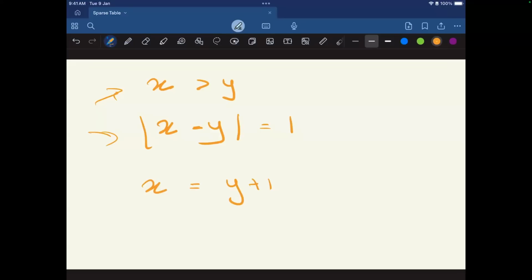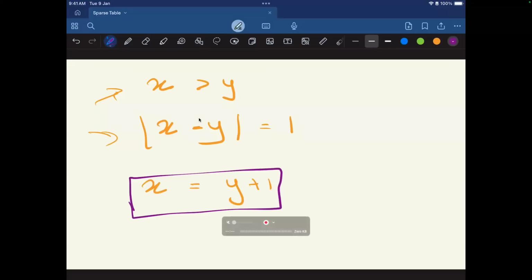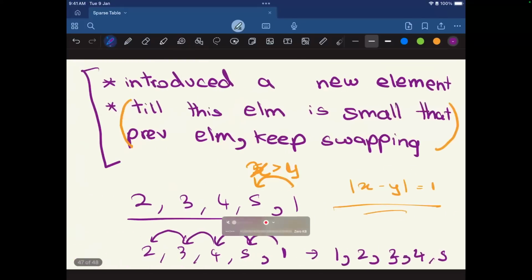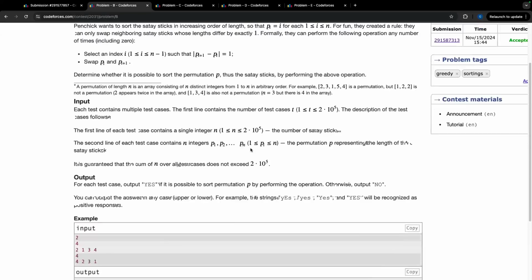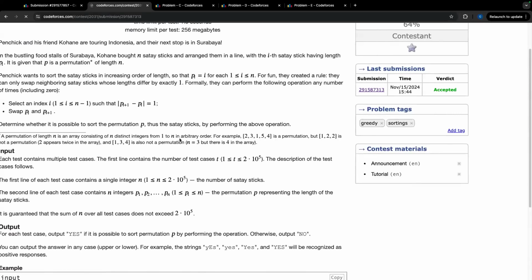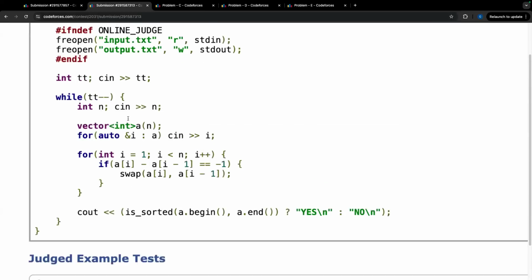So guys, that is all that you needed to solve this particular problem. When your previous element is 1 greater than your current element, you need to perform the swap operation. And in the end, you just need to check if it is sorted or not. Just to reiterate, what were we doing? We were doing a simple insertion sort, and the only thing we need to check is if x is greater than y and absolute of x minus y is equal to 1. So we just implement exactly that. And you can see that this is very simple.